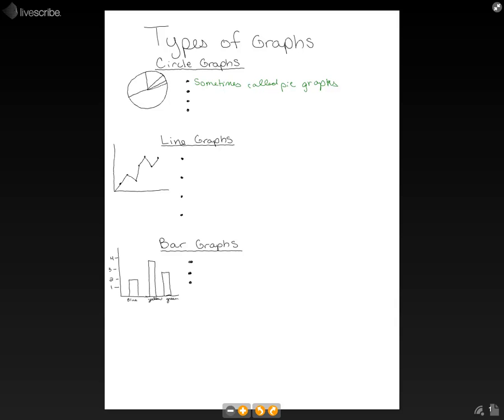So whenever we look at circle graphs, we see it's a whole circle that's divided into parts. So usually it's used to show parts of a whole. And because of this, it's not used to show change over time.